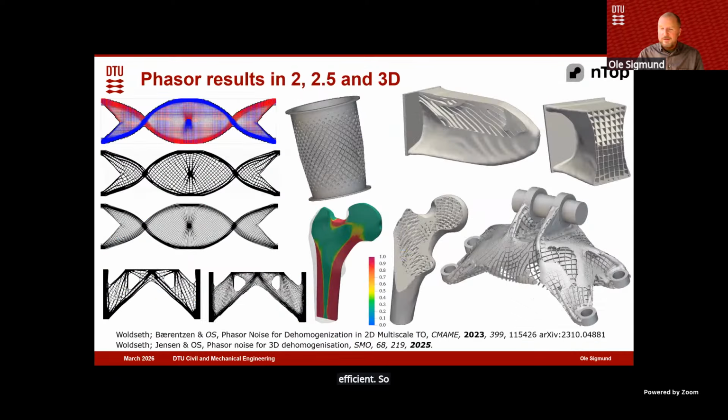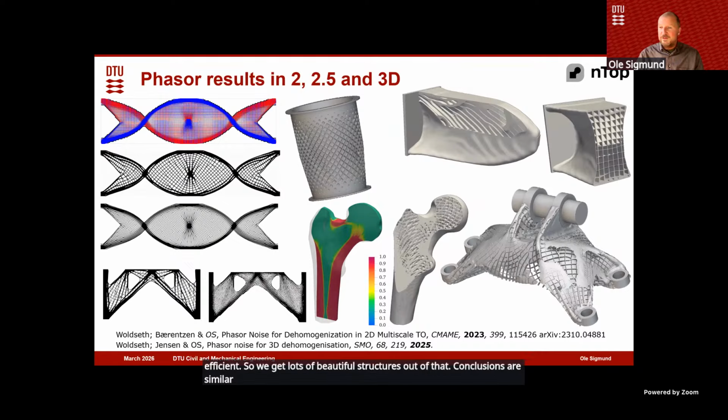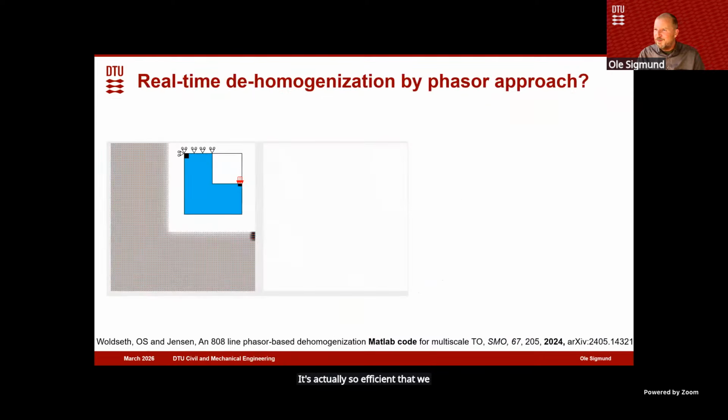So we get lots of beautiful structures out of that. Conclusions are similar to before. We just lose a few percent during the dehomogenization. So these are extremely efficient approaches. And it's actually so efficient that we really would love to make it interactive.